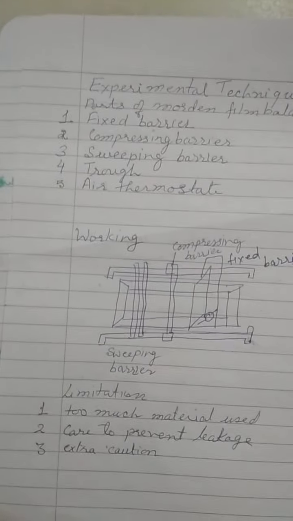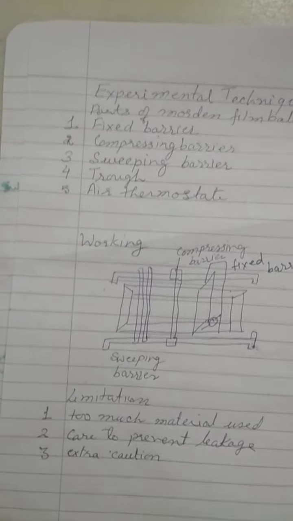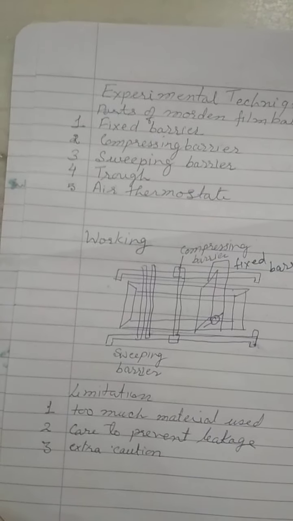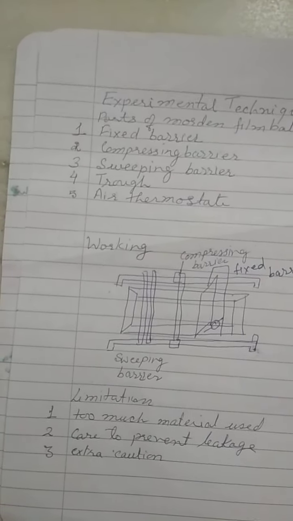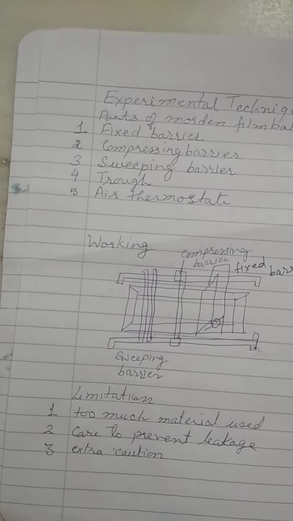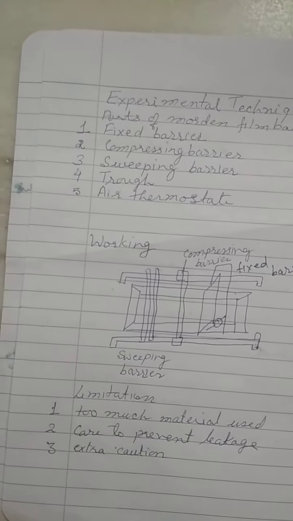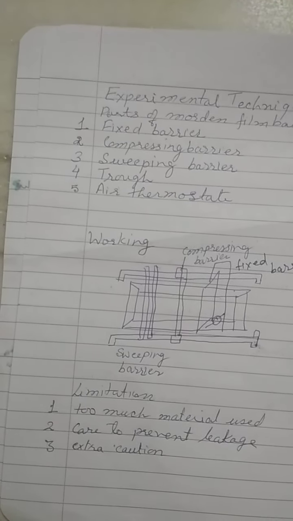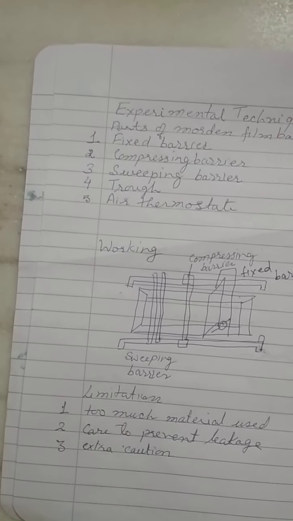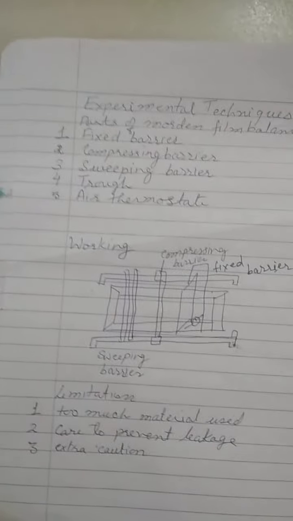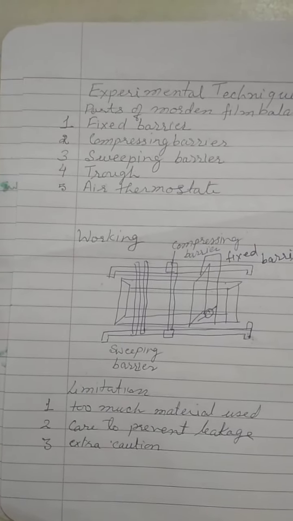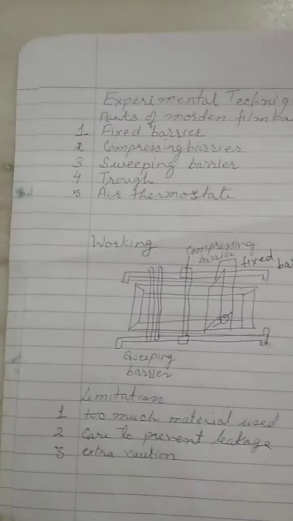Limitations of this experimental technique: if it requires too much material, or spreading is slow, instead of a monolayer, patches of unseparated material floating on the surface can sometimes be seen. Second, care is needed to prevent leakage occurring past the sweep at high film pressure.